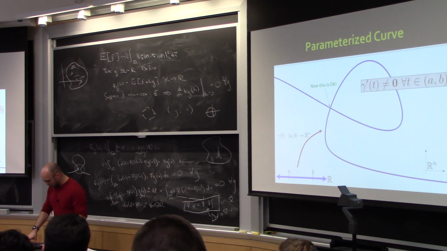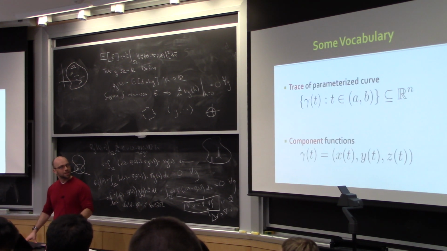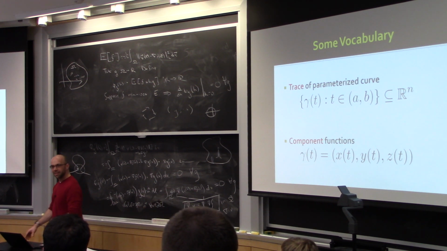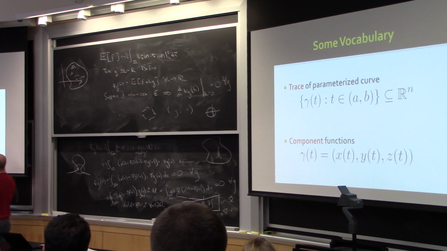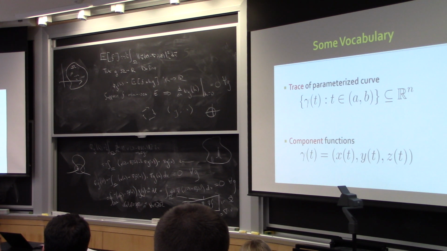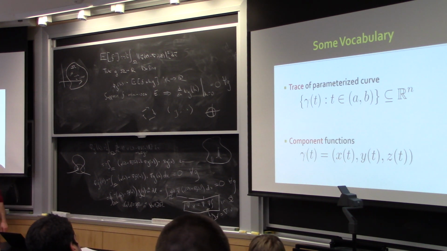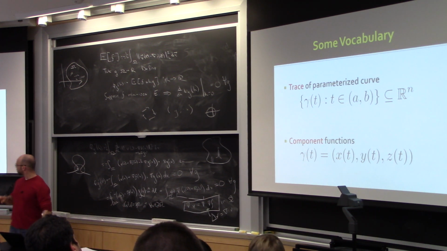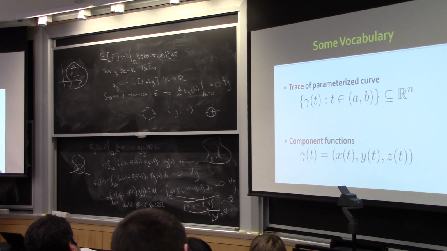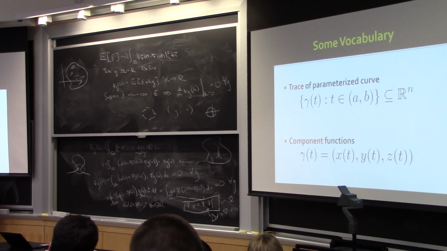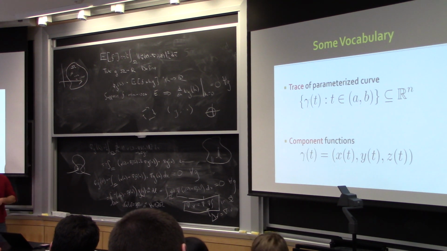A few more vocabulary words that are useful to know. When I talk about the trace of a function, this is the idea that if you give me a function gamma of t, I can get a curve as a set of points, as a sort of image of some interval. Right? We'll call that the trace. And the other thing is that occasionally we'll talk about component functions. Right? So gamma of t is like a point in R3, and if you look at the x, y, and z functions of t, those are the components. Okay.